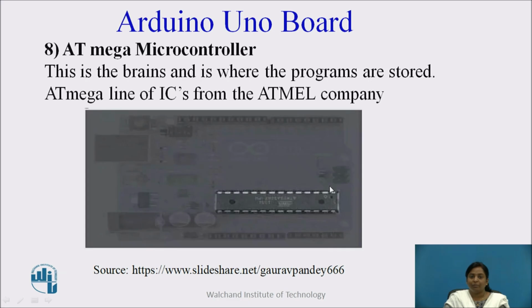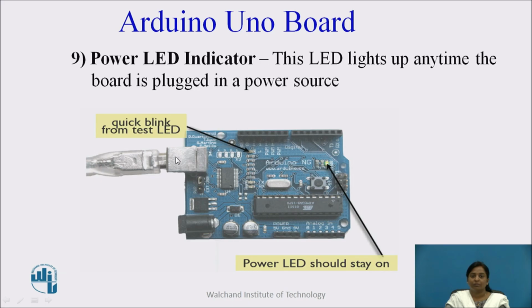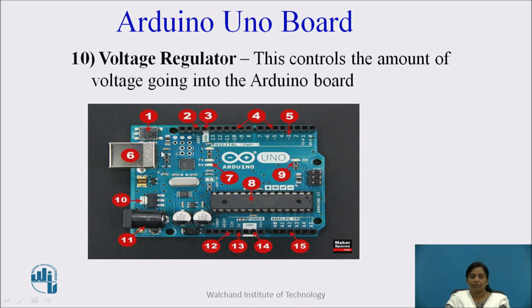Then this main IC is the brain of this microcontroller board, where the programs are actually stored. These are ATmega series ICs from the Atmel company. Then the power LED indicator: this LED lights up any time the board is plugged into a power source. Voltage regulator: this controls the amount of voltage going into the Arduino board.